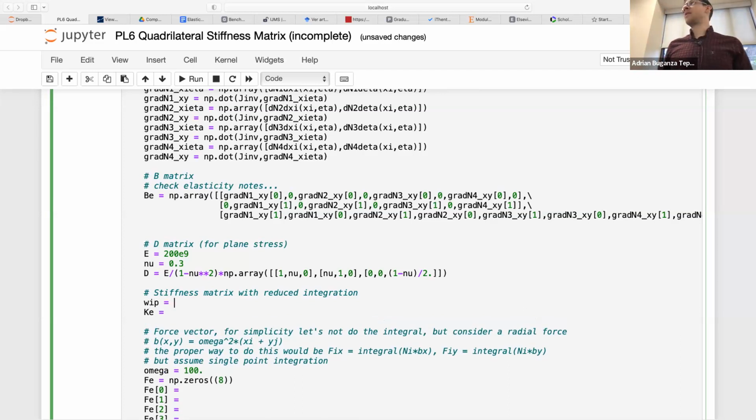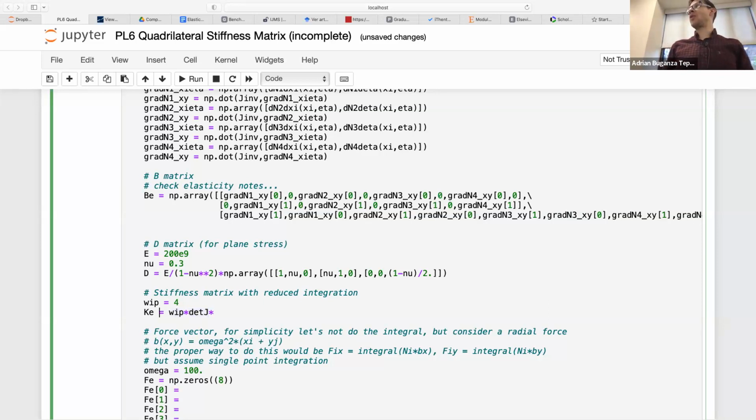But if you do reduced integration, what is the weight of the integration point for a single point for the quadrilateral? Four. And so here I need the weight of the integration point times the determinant of the Jacobian. These two things are because of the integration. That's from the integration.